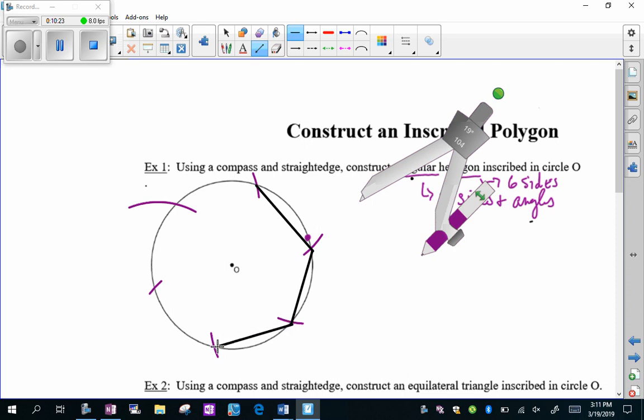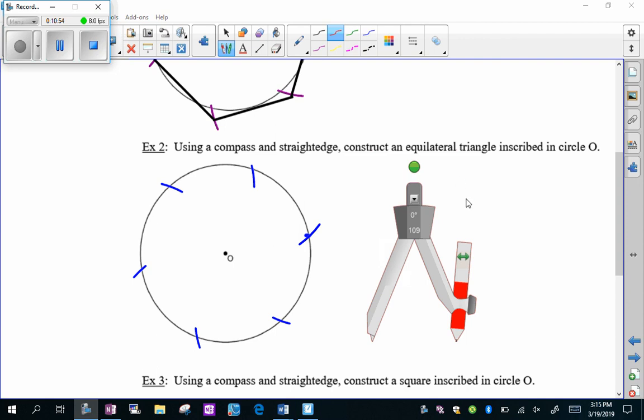Those become vertices of your hexagon. Good. Again, your mark should be right at the point where you started. Mine is a little off, but let's make sure yours is right on. That's how you construct a regular hexagon inscribed in a circle.